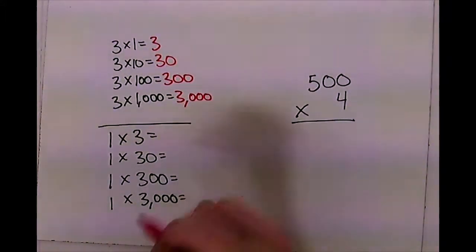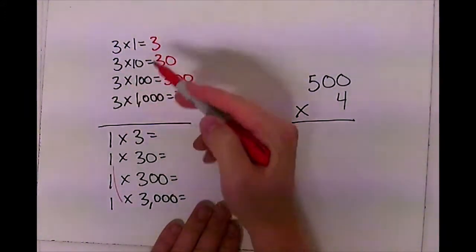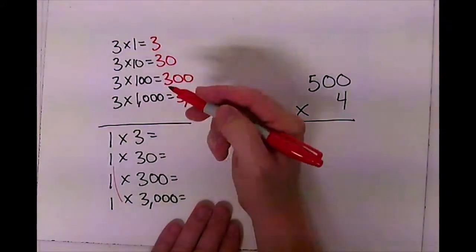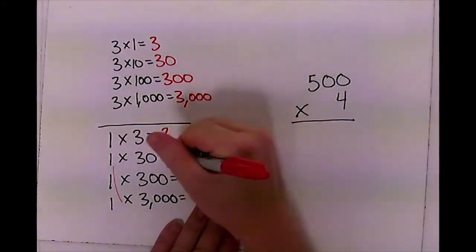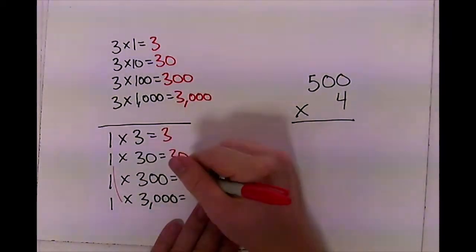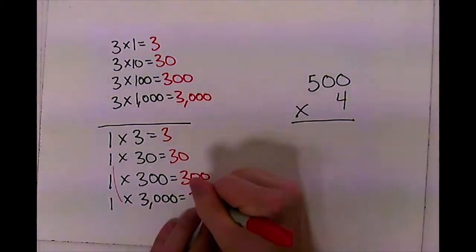Now if I switch those numbers so that the 3 keeps getting bigger and the 1 stays the same, instead of the 3 staying the same, guess what? We're going to end up with the same answers. 1 times 3 is 3. 1 times 30, 30. 1 times 300 is just 300. And 1 times 3,000 is 3,000.